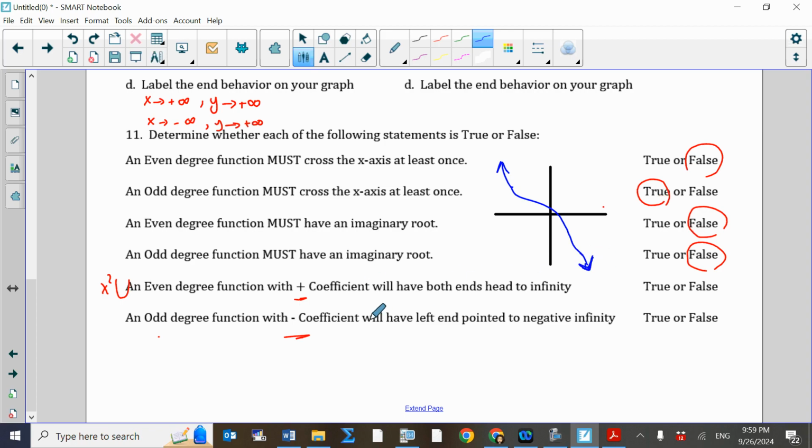Now, it says, we'll have the left end pointed to the negative infinity. Okay, what is the left end? That's this one. Is it pointed to negative infinity? No, this is pointed to positive infinity. So it's wrong. And this one, I needed to circle it.